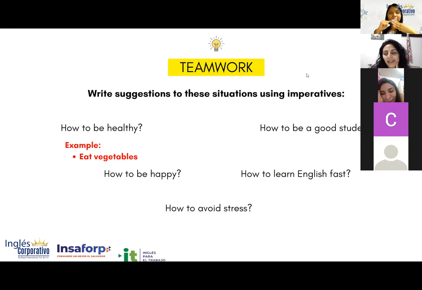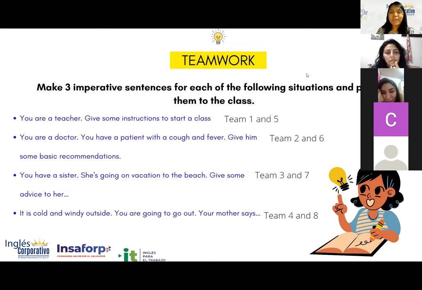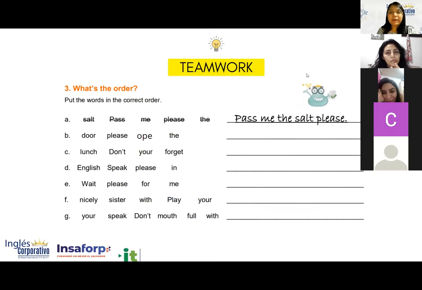No sé cómo se dice masaje. Okay, go to a massage session. Yes, that is useful. Okay, very good, guys. Excellent, okay? You are able to use imperatives, okay? Now, let's move and let's complete the exercises that we have, okay?